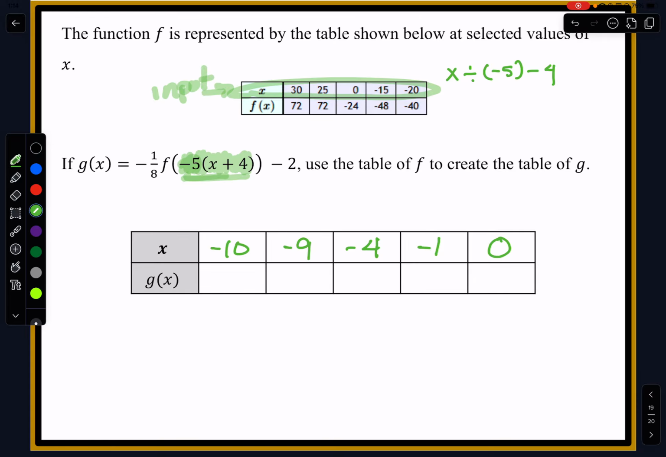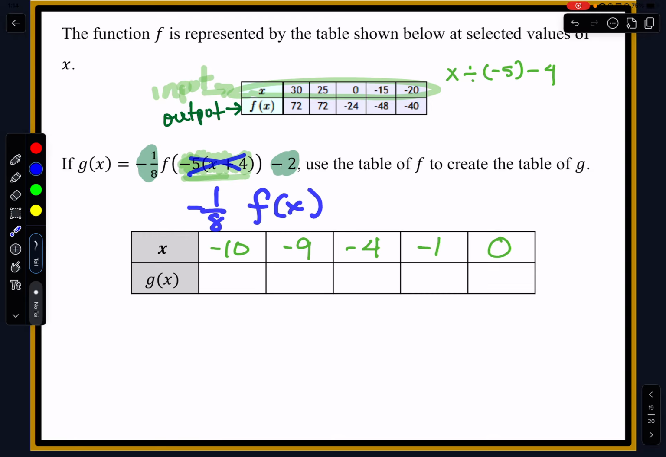Well, the output values are affected by the outside transformation. So output values are affected by the outside transformation. So if we look at those values, these two values right there. If we ignore all of this and just treat this as f of x, we have literally the notation of -1/8 times f of x minus 2. So that's exactly what we're going to do to these output values.